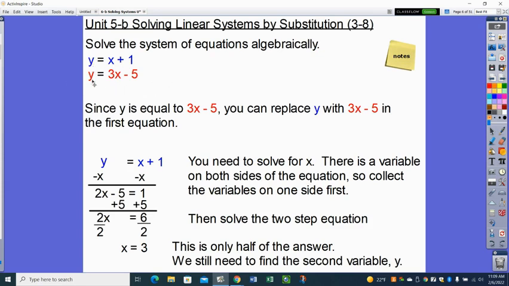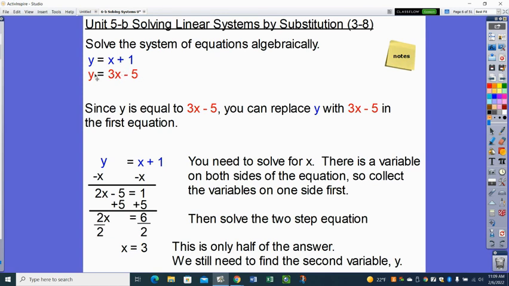So what I'm noticing is that the y is the same. y equals x plus 1, but y also equals 3x minus 5. So because they both equal this y, they can equal each other. It's called the transitive property in math: if x plus 1 equals y, and then that same y equals 3x minus 5, then these two things have to equal each other.